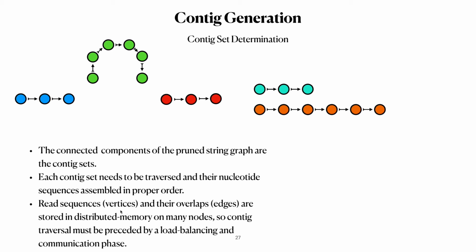However, there's a problem specific to distributed memory, which is that we can't immediately start traversing these contigs because they're not in shared memory. If we just started doing a graph traversal, then basically each time we would go from one vertex to its neighbor, we'd have a high probability that we would need to do some sort of MPI communication. So in order to deal with this problem, we've implemented a load balancing and communication phase that occurs before the contig sequence assembly, and this helps lower the amount of communication involved and makes our algorithm run very fast.